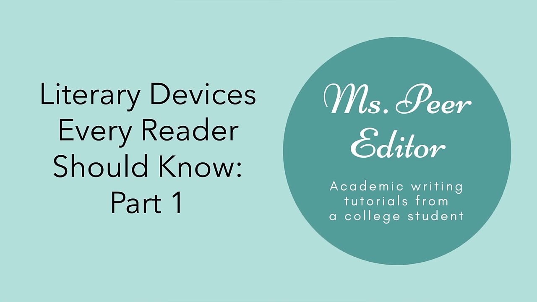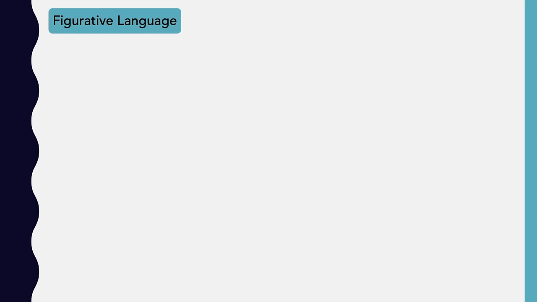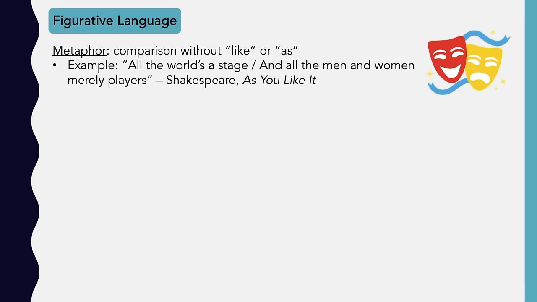So let's get started. These next few devices are examples of figurative language, which allow authors to play around with their words, really have some fun with the text, and I'm sure that you will recognize a few of these devices. The first example is a metaphor, which compares multiple situations, objects, or entities without using the words like or as. So for example, this line is a metaphor.